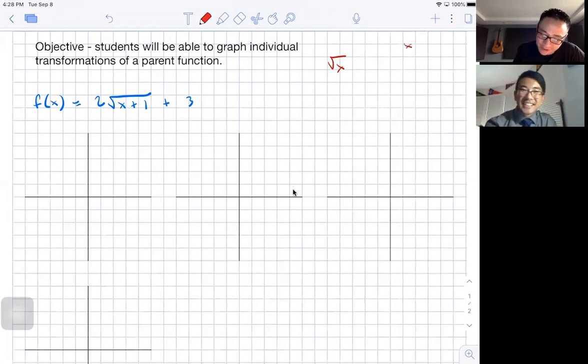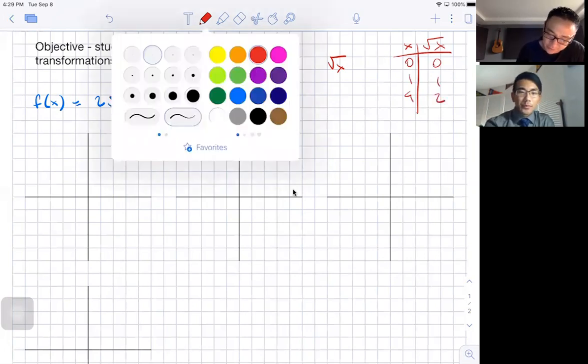All right, we could do an XY table if we had no idea, right? Yeah. The y would be the square root of x. So let's pick easy numbers. If x was 0, the square root of x would be 0. If x was 1, it's 1. If x was 4, it'd be 2. Okay, so let's graph based on that.